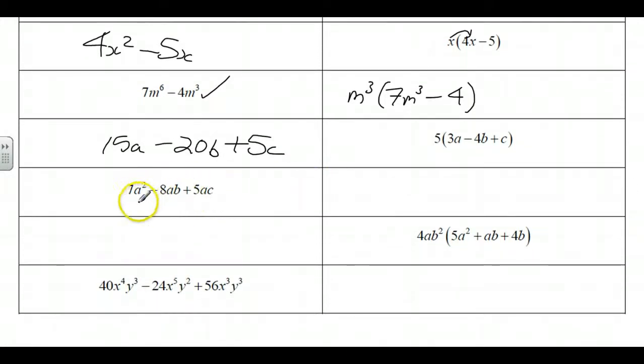All I see in common, I mean there's no number in common between 7, 8, and 5. That's prime, and that's all 2's, 2 times 2 times 2. So all we have is the letter a. So 7a, that's how I'm going to get a squared, minus 8b plus 5c. 7a squared minus 8ab plus 5ac.